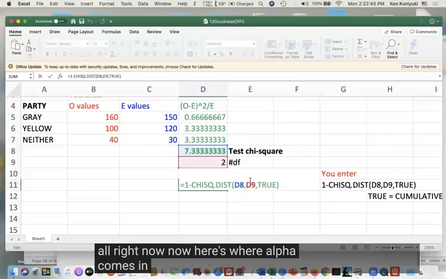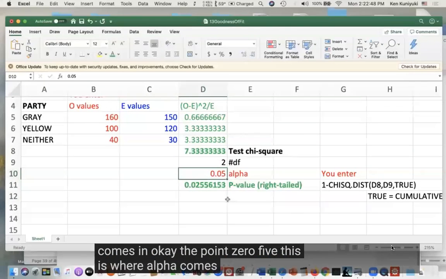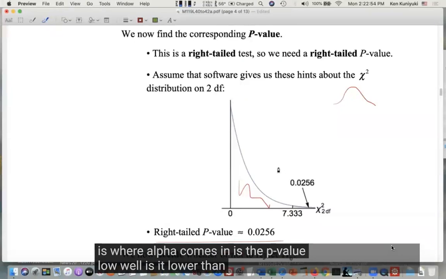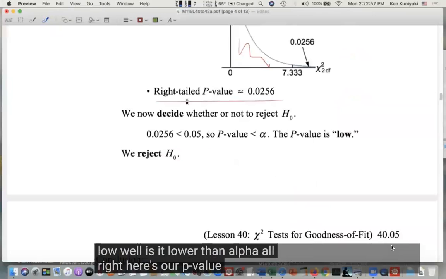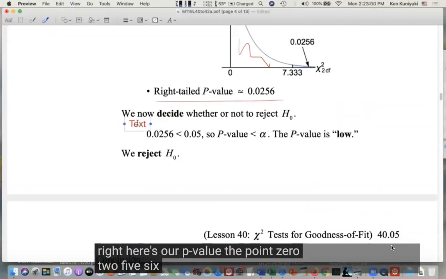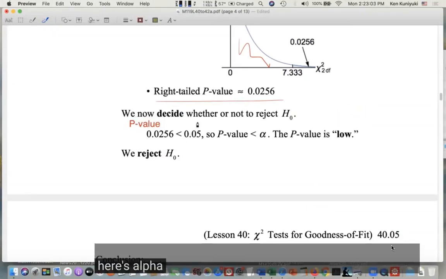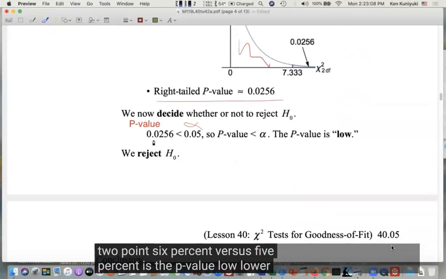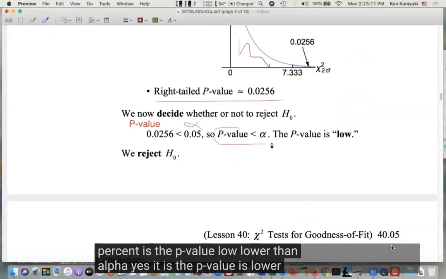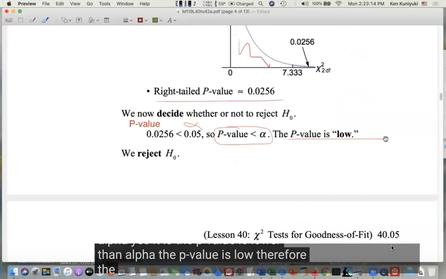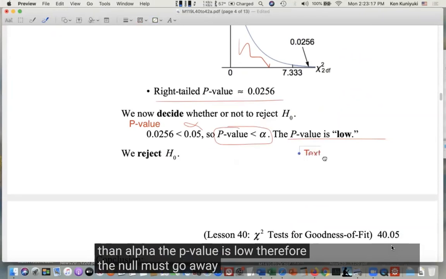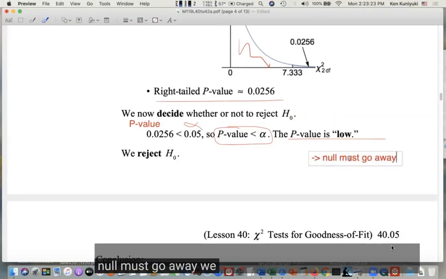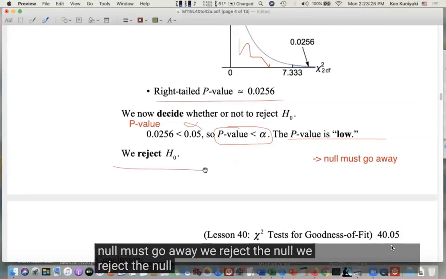Now here's where alpha comes in. Okay, the 0.05. Is the p-value low? Well, is it lower than alpha? All right, here's our p-value, the 0.0256. Here's alpha, 0.05. So about 2.6% versus 5. Is the p-value lower than alpha? Yes, it is. The p-value is low. Therefore, the null must go away. We reject the null.